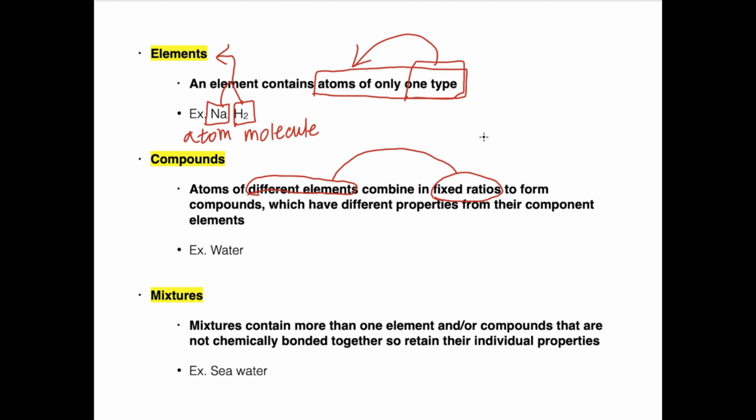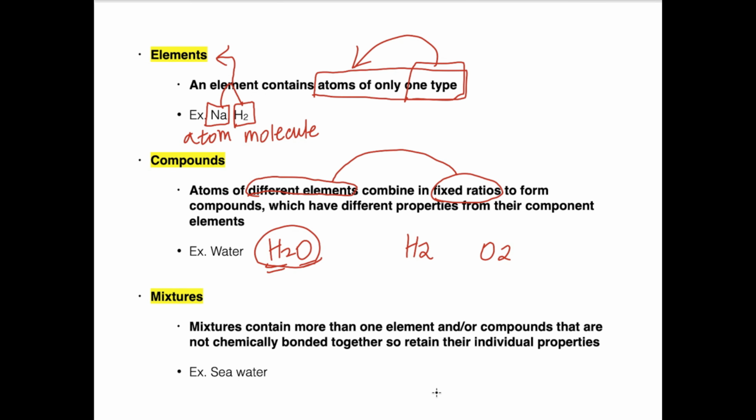So an example of compound would be water, H2O. There are different elements. There are hydrogen and there is oxygen, right? And they're in fixed ratios, 2:1. And they have different properties from their component elements. So water has a completely different property from hydrogen and oxygen, right?